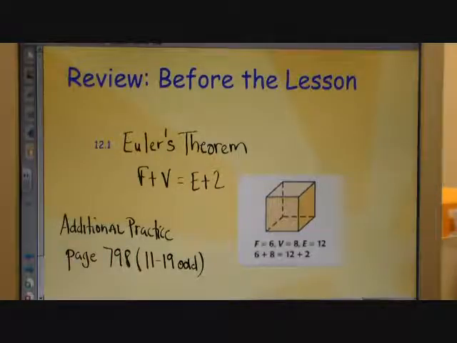Okay, so 12.1, the big idea that you learned was Euler's theorem. You need to know Euler's theorem for the quiz. You need to know that faces plus vertices equals edges plus 2. If you need additional practice for this section, go ahead and do the odd problems on 798 and just check your answers in the back of the book.